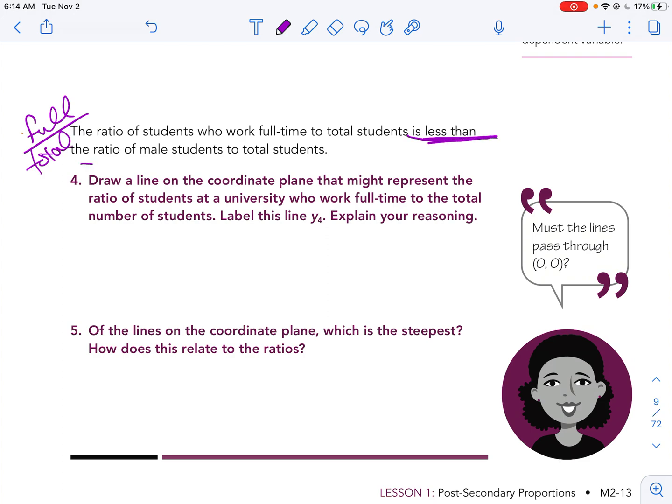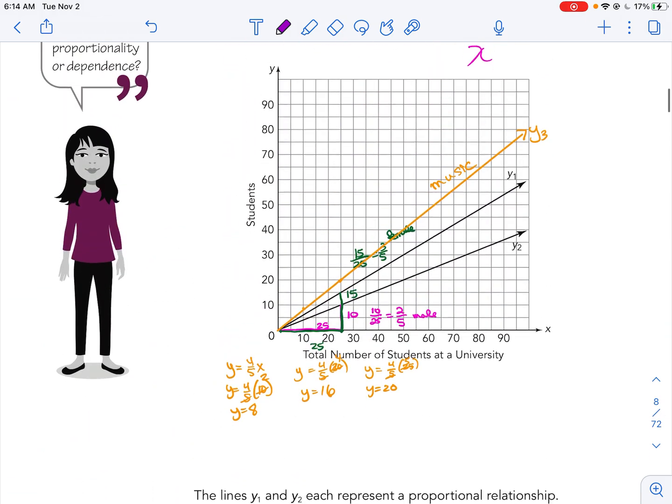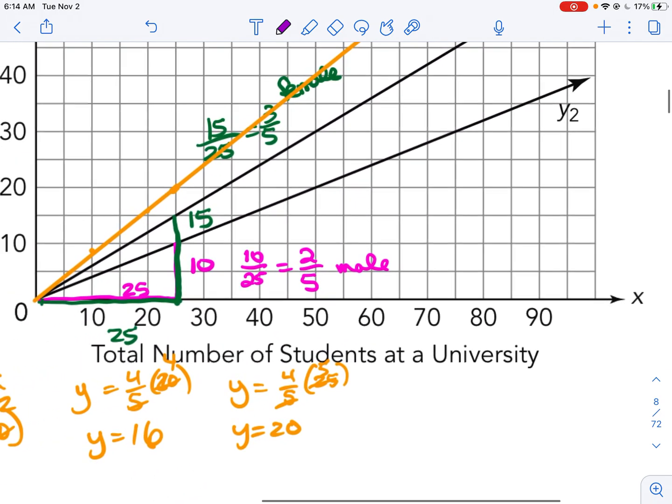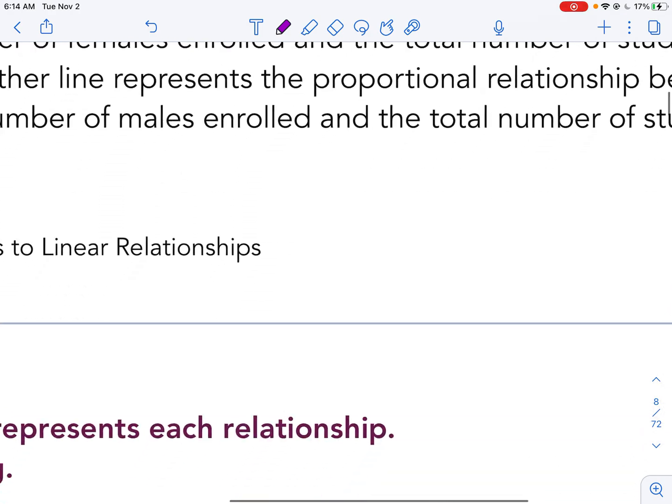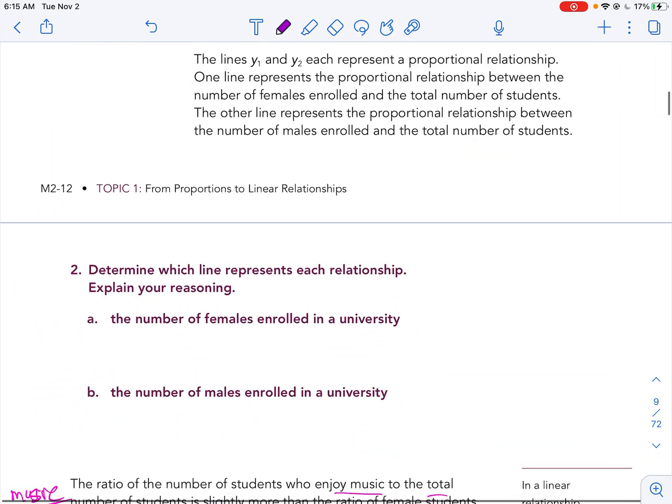But it says it is less than the ratio of male. So it has to be less than. Now, does it have to be perfect, boys and girls? No. I just have to find one that goes below this line. So I could actually not even try and figure it out and just draw this line. And that means that its constant of proportionality would be less than those of the males.